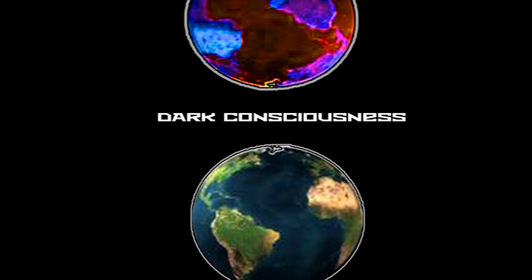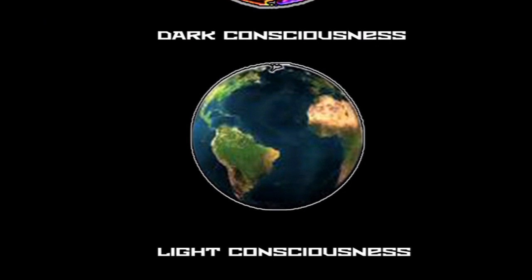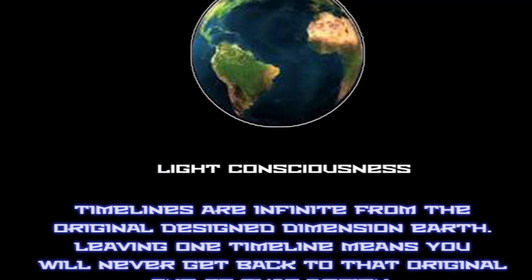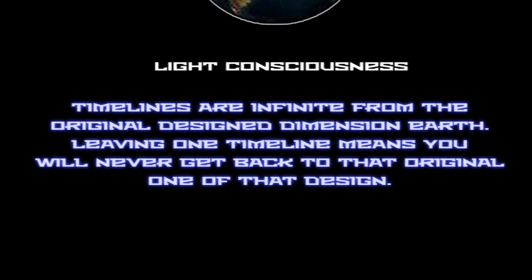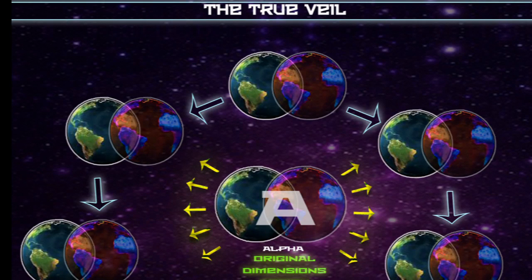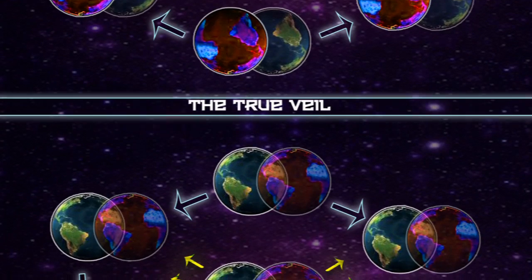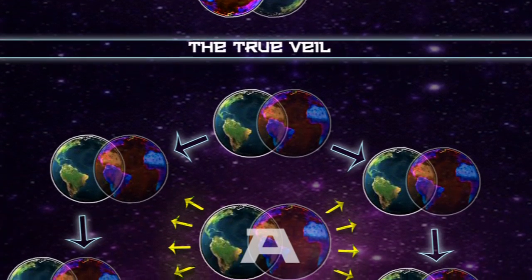Alright, so to continue on with my theory that I was trying to explain in the Mandela effect explained. Below the actual image I've got here, it says the true veil. That's the actual breakage of the dark and light dimension, so don't worry about that at the moment.